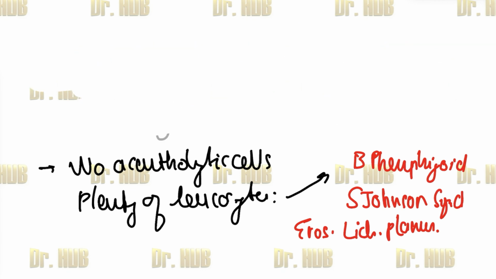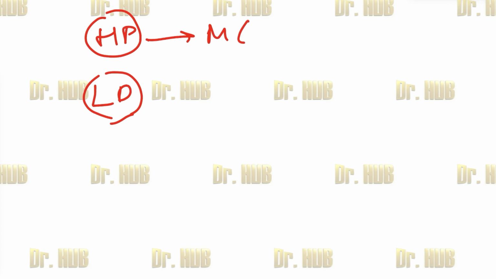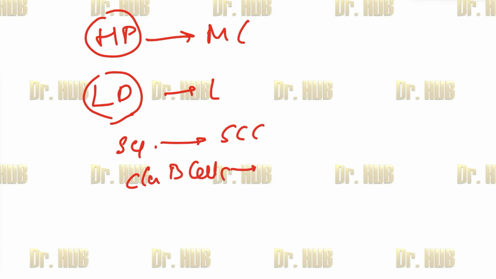Just to recap what we did, we saw what happens when acantholytic cells are negative. In case of inclusion bodies, we discussed the Henderson-Patterson, which is for molluscum contagiosum. Then the Leishman-Donovan, which means leishmaniasis. Atypical squamous cells are for squamous cell carcinoma, and a cluster of basaloid cells is for basal cell carcinoma. Now moving on to when the acantholytic cells are positive.